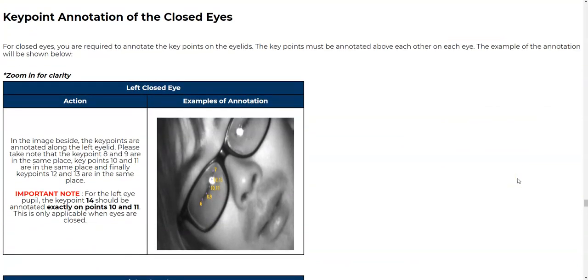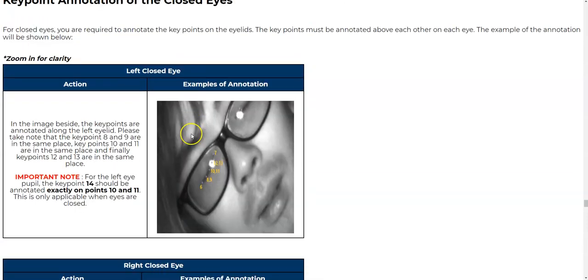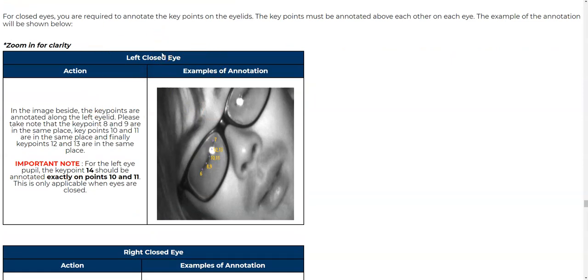So just now we saw the images for opened eyes. Now we are going to see the key point annotation of the closed eyes. Okay, for closed eyes, you are required to annotate the key points on the eyelids. The key points must be annotated above each other on each eye. The example of annotation will be shown below. As you can see, for the left eye, the key points that we use will be 6, 7, 8, 9, 10, 11, and 12, 13.